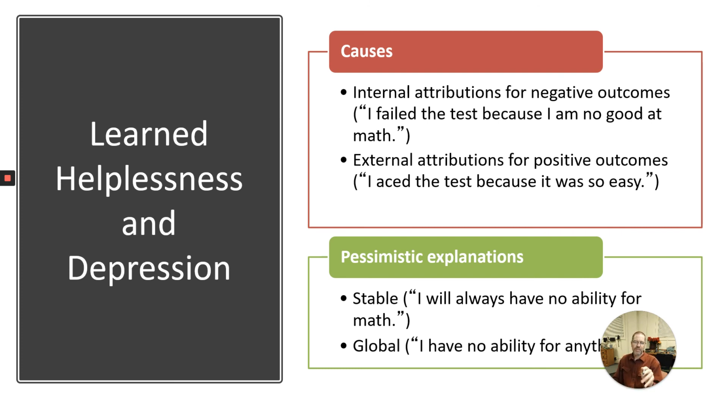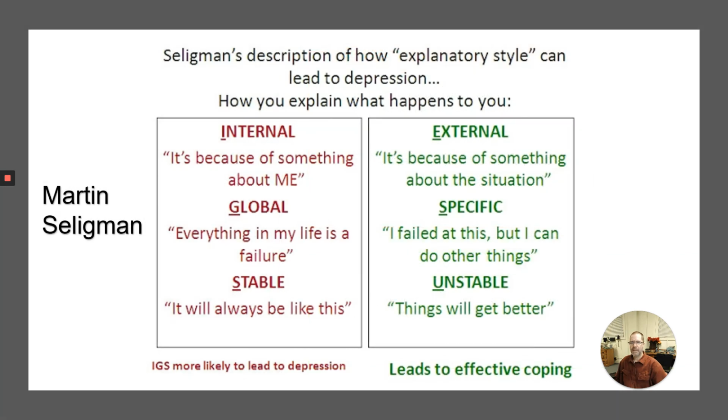So you have two things: stable and global. I'll always have no, and then I have no. Whoops, I'm covering that over. I have no ability for anything, is what that says without my picture over the top of it. I have no ability for anything. So stable and global. Stable kind of refers to one thing. A global is like, I use this in a global way, encompassing my whole life.